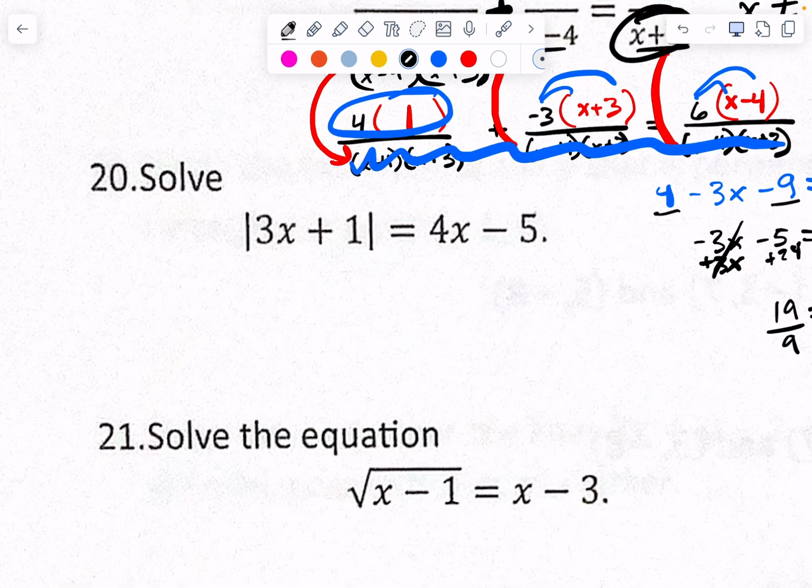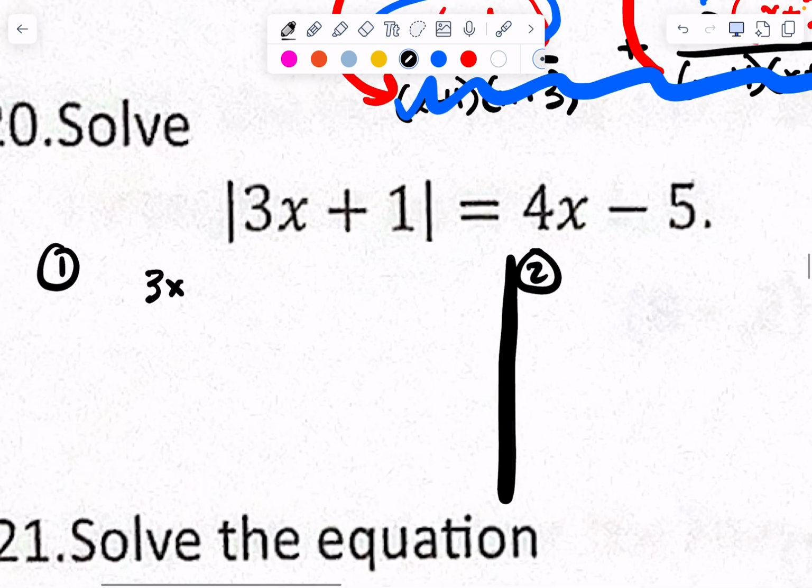Okay, number 20. What shall we do? How do we even start this thing? That's the hardest part, right? Like knowing what to even do to begin with. Absolute value. An absolute value changes a negative to a positive, right? 2 cases. See, if you sit and think about it long enough, you'll figure it out. So first case, I just drop everything: 3x plus 1 equals 4x minus 5.